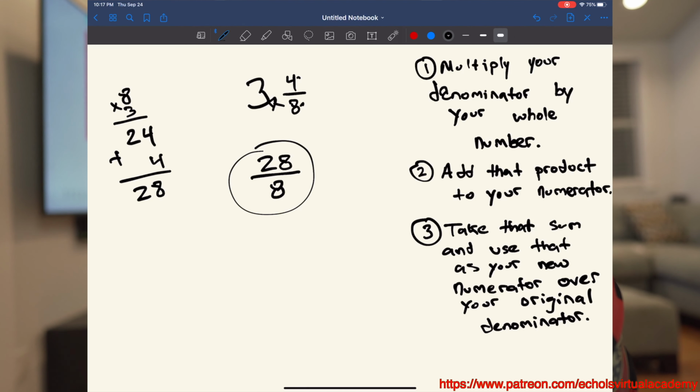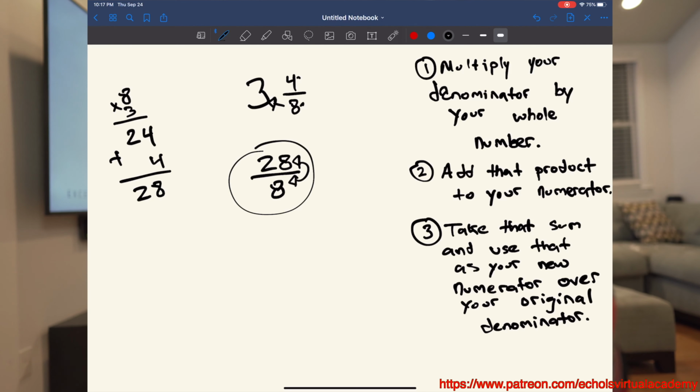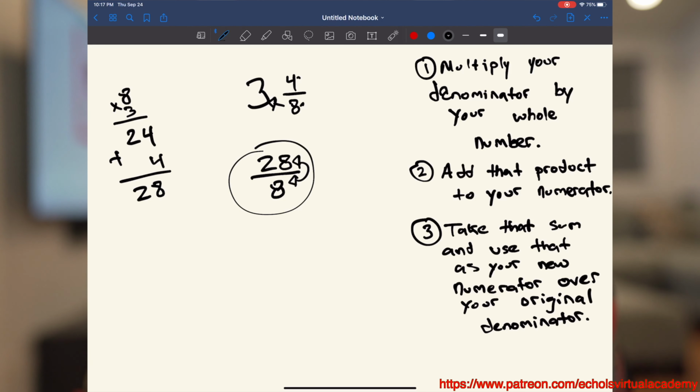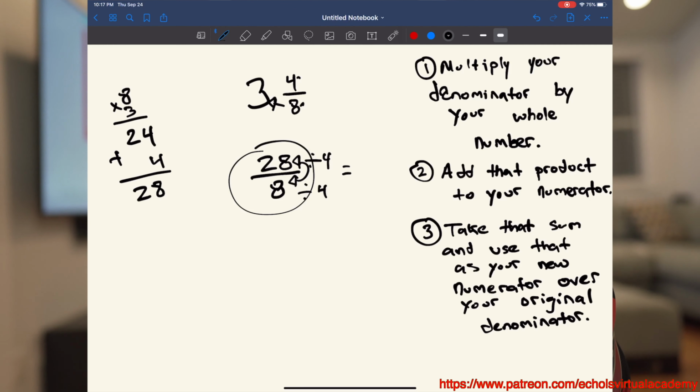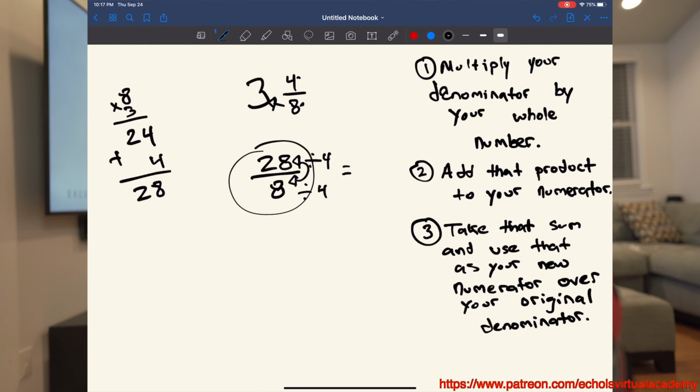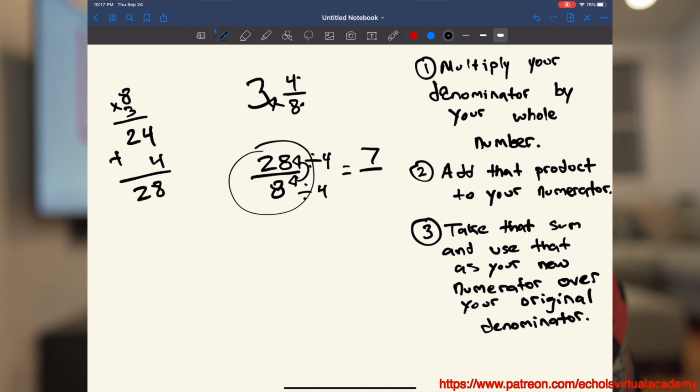And can you leave it as 28 over 8? Well, you can simplify this fraction by asking, what is the biggest number that goes into 28 and 8? Well, you can divide both 28 and 8 by 4, which will give you your simplified answer of 7 over 2 as your improper fraction.